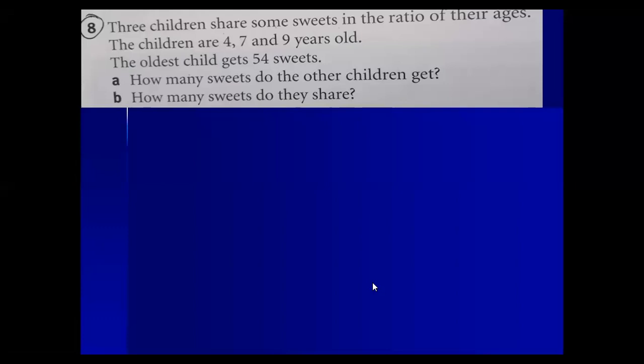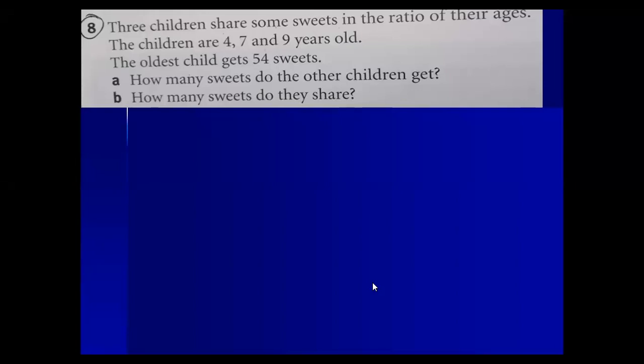3 children share some sweets in ratios of their ages. The children are 4, 7, and 9 years old. The oldest child gets 54 sweets. How many sweets do the other children get? Let's go part by part, Karam. Part A. How many sweets do the other children get?